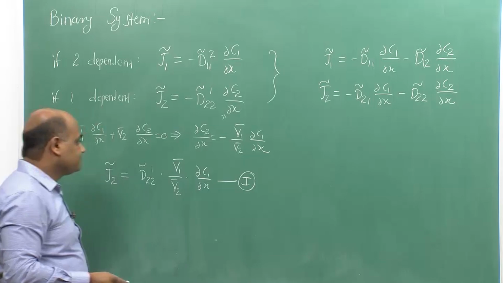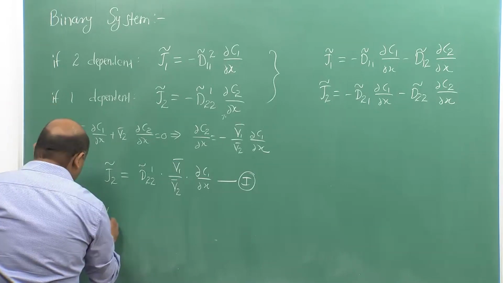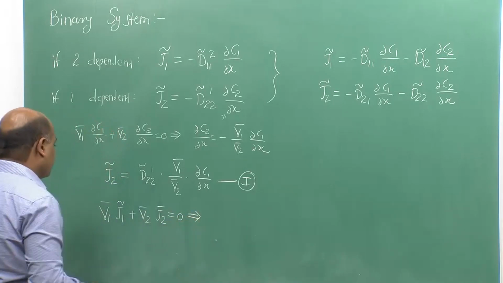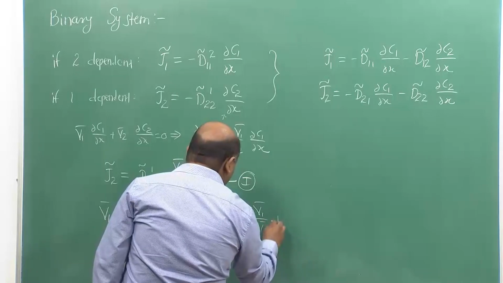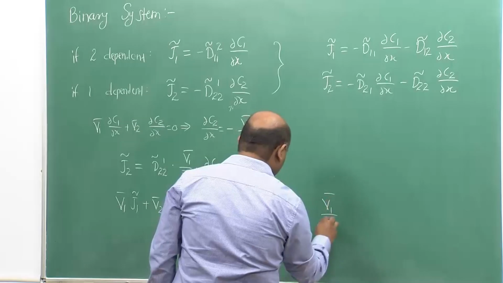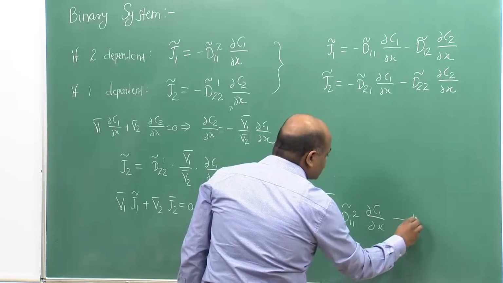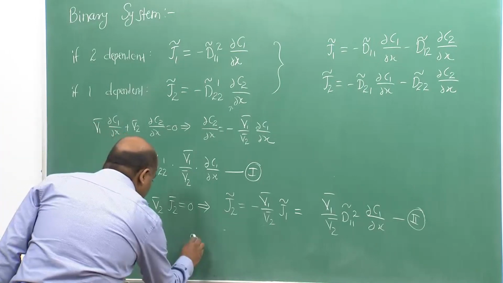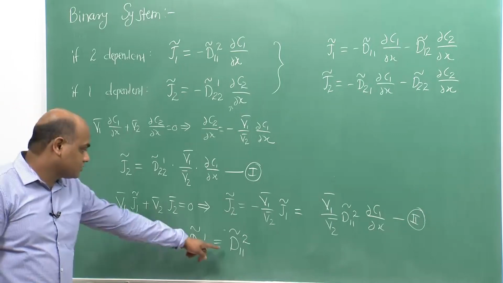Let us call this equation 1. But we know, because we are using volume fixed frame, V1 bar J1 tilde plus V2 bar J2 tilde equal to 0, which tells me J2 tilde equal to minus V1 bar over V2 bar J1 tilde, and if we substitute for J1 tilde from here, we get V1 bar over V2 bar times D11 tilde 2 dou C1 by dou x. Let's call this equation 2. So, if we compare the right hand sides of 1 and 2, it tells me D22 tilde 1 should be equal to D11 tilde 2.